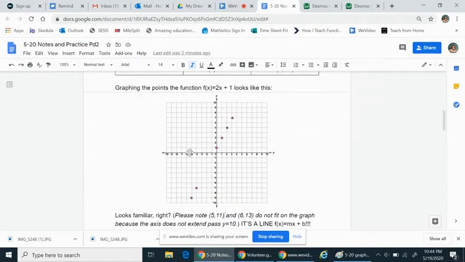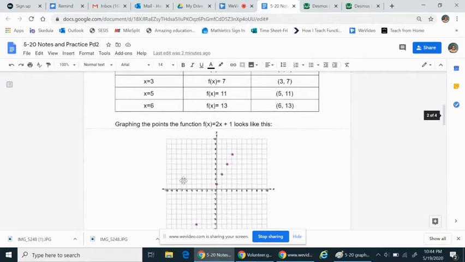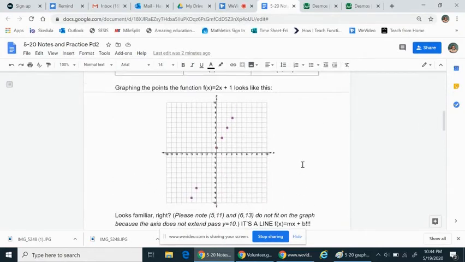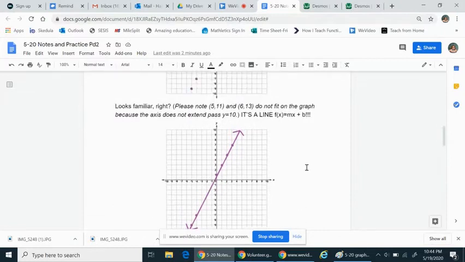But you will see all the other ones. Let's make sure and check. We have -5, -9; -4, -7; 0, 1; 1, 3; 2, 5; and we have 3, 7. So that is everything up here. So looking at this, we see a shape immediately. It looks really familiar, right? That's right. It is, in fact, a line.